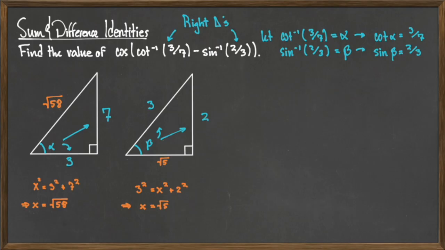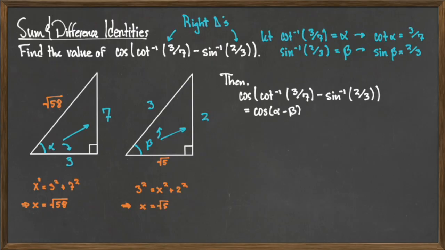Now that I have all these sides figured out, I can complete the rest of the problem in the following way. Let me take the original problem statement and replace cotangent inverse and sine inverse with alpha and beta respectively. This is now reducing our problem to the cosine of alpha minus beta, which I can replace with the cosine of alpha times the cosine of beta, plus the sine of alpha times the sine of beta, using our new sum identity. Now, I'm not using the unit circle for this problem anymore.